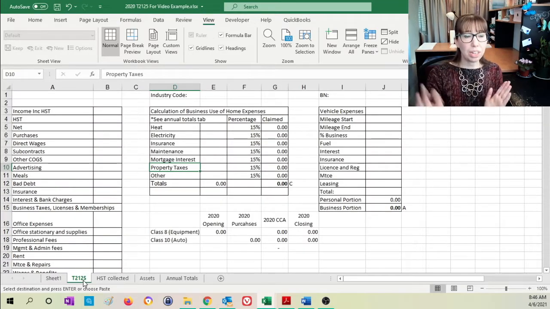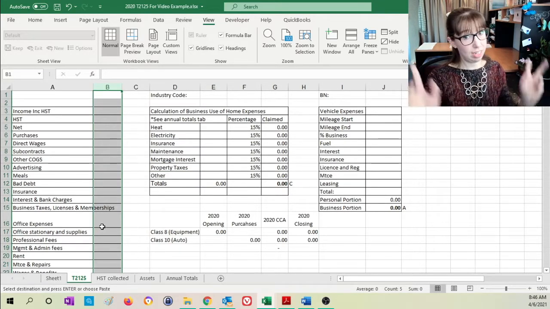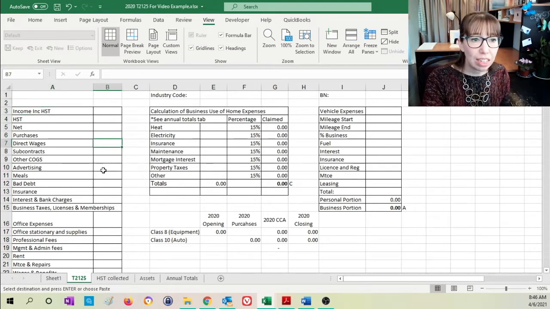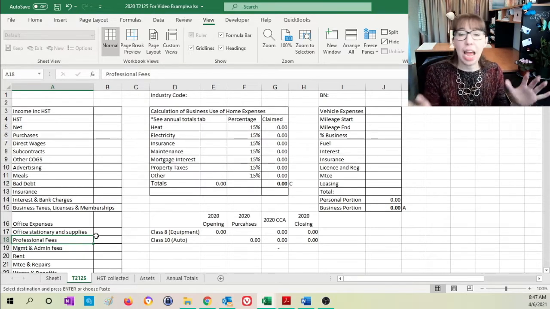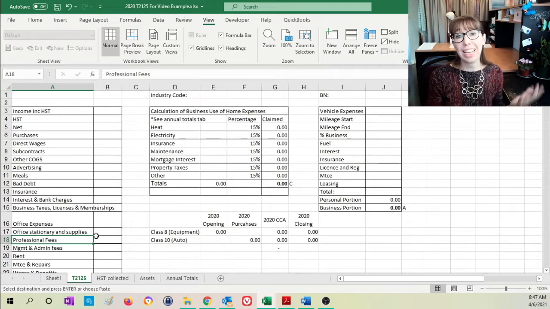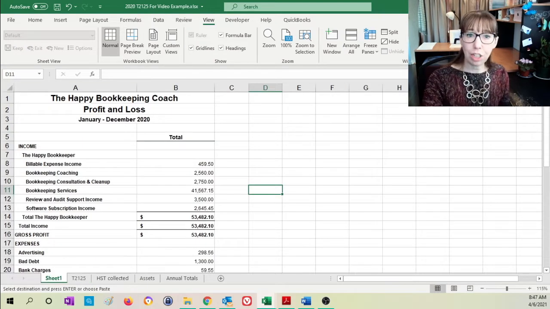So now what we're going to do is we're going to start populating this section of the T2125. This is the direct revenues and costs and expenses of your business. This is not the mixed use, those that have a bit of personal and a bit of business. This is just the ones that are specifically business only that wouldn't have happened if you didn't own a business. First of all, I let the profit and loss drive.